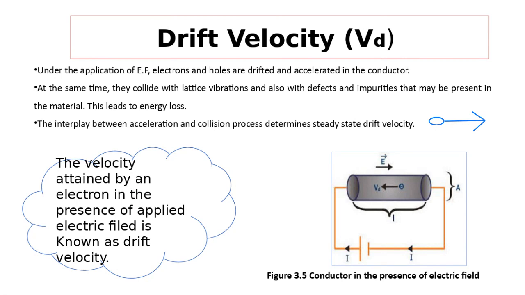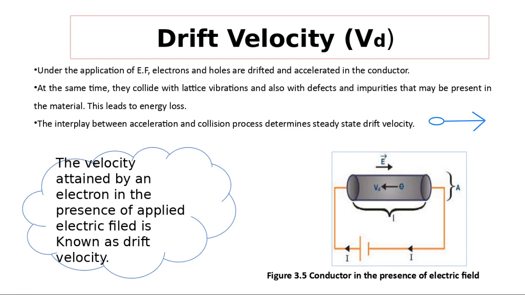This is why the difference in velocity comes. When we apply an electric field to the conductor, electrons and holes drift according to that field, and they are accelerated by it. But at the same time they collide with lattice vibrations and also with defects and impurities, because there is some hindrance offered to the electron. If it is alone, there is no hindrance in the path, and it can move freely.